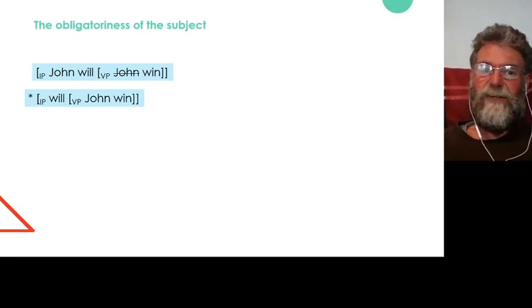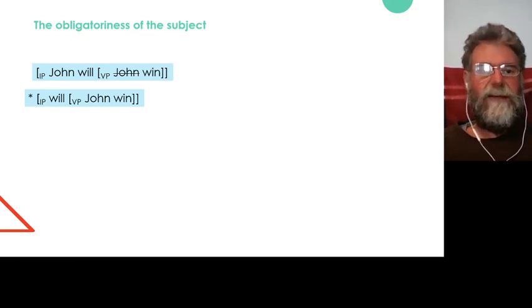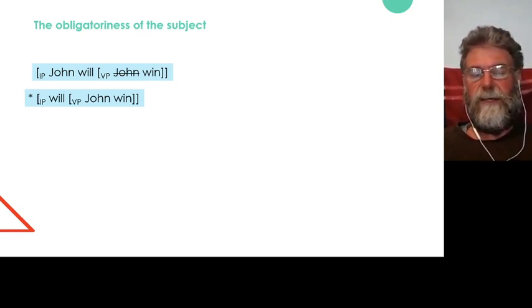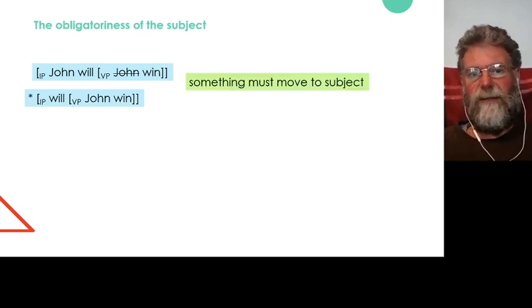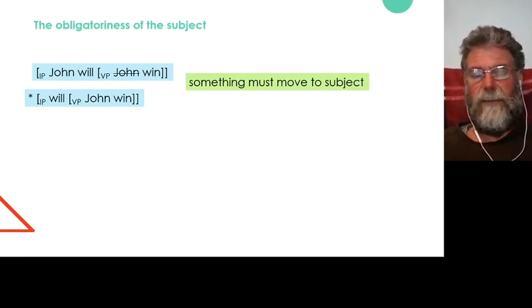The fact that John does move out of the verb phrase would seem to suggest that there is a reason, that something's got to move into that position. And again, if you don't move the subject out of the verb phrase, you simply get an ungrammatical sentence. So we're led to the conclusion that something's got to move to that position in these kinds of sentences, and presumably there's a reason for that.